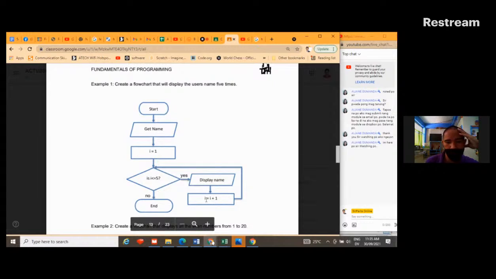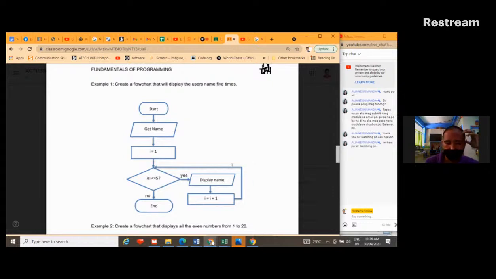Then 3 plus 1, I equals 3 plus 1, that's I equals 4. Goes back here. Then compare 4 is less than or equal to 5. So that's yes. So it will display Maria for the fourth time. Then 4 plus 1, that is equal to 5. We will now go back here. Compare is 5 less than or equal to 5. So that's still true. It will go here. It will display the name Maria 5 times. So you have Maria, Maria, Maria, Maria, Maria.